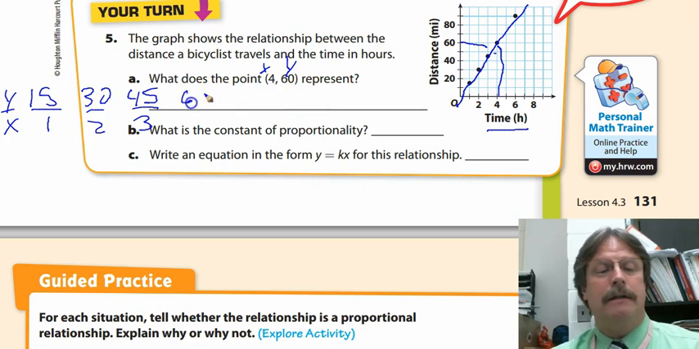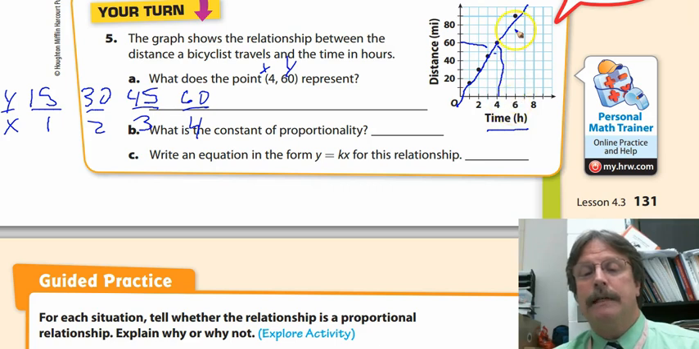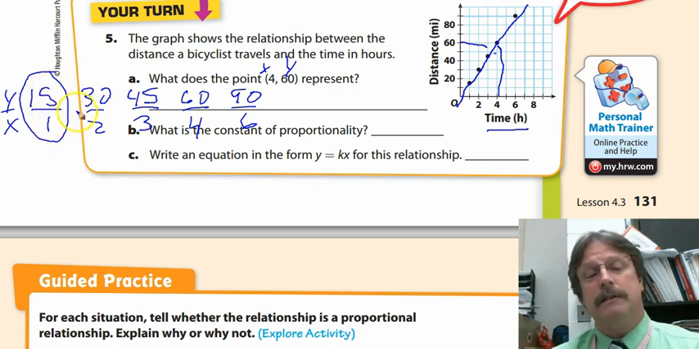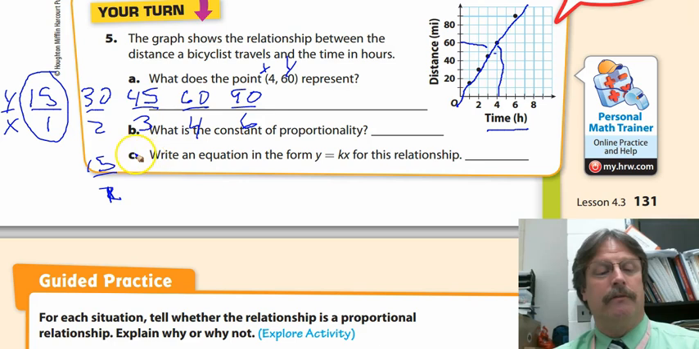I already got 60 over 4. And then it looks like this last one here is 6. So that's 80, so that's 90. So 90 over 6. And you do the math, okay, so this is all 15 over 1, so that's a unit rate. So everything has to match up to that. So 30 over 2 is 15 over 1. 45 over 3 is 15 over 1. So you've got to make that comparison. 60 over 4 and 90 over 6 are also 15 over 1.